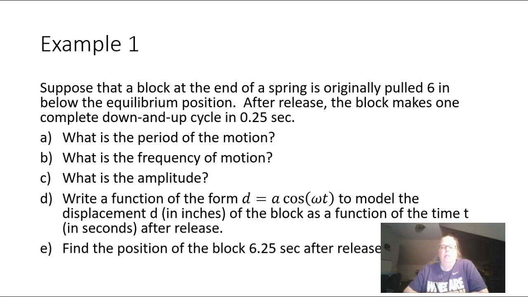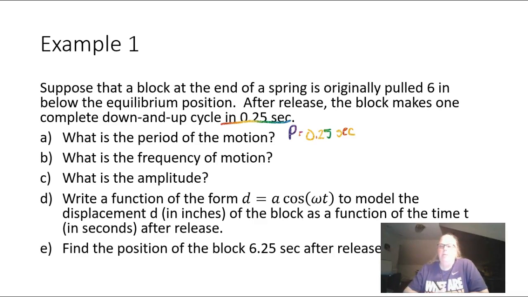Example 1: suppose that a block at the end of a spring is originally pulled 6 inches below the equilibrium position. After release, the block makes one complete up and down cycle in 0.25 seconds. Part A, what is the period of the motion? Conveniently, they've told us what the period is. That's the time it takes to complete one up and down cycle. So in our case, the period is 0.25 seconds.